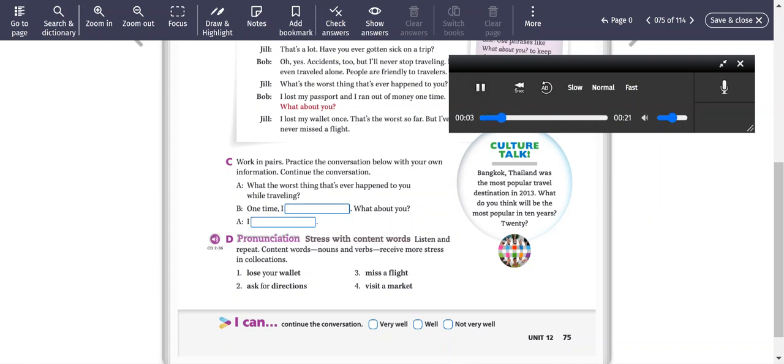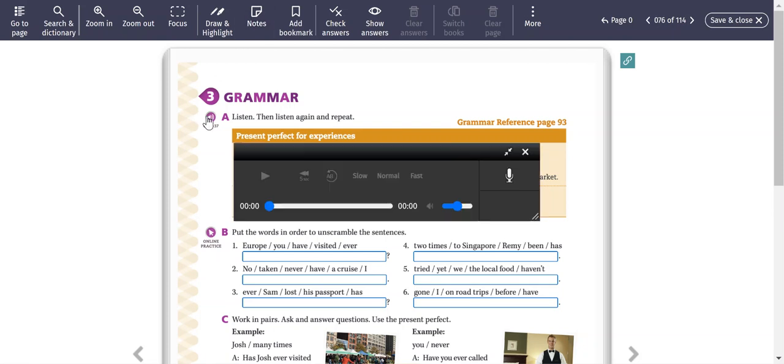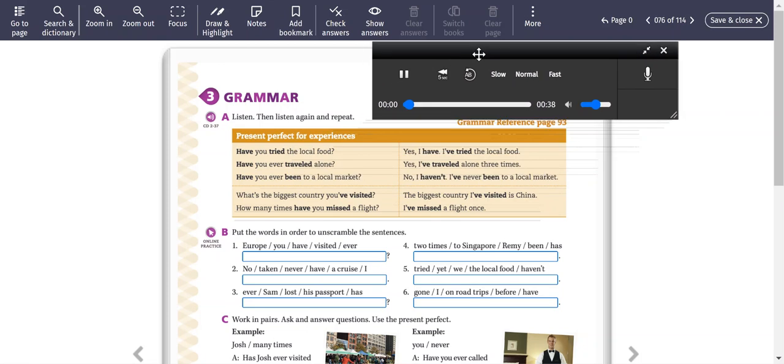CD2, track 36. Now look at the next page and let's practice the grammar point. In this point, we're talking about present perfect for experiences. Listen and practice. CD2, track 37. Present perfect for experiences.